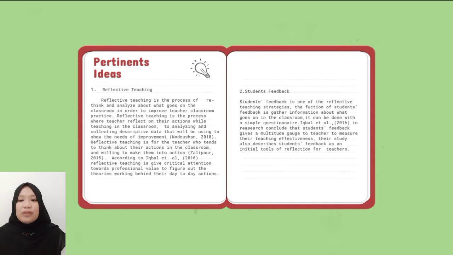The second is student feedback. Student feedback is one of the reflective teaching strategies. The function of student feedback is to gather information about what goes on in a classroom. It can be done with a simple questionnaire. Iqbal 2016 in his research concluded that student feedback gives a multitude of gauges to the teacher to measure their teaching effectiveness. The study also described feedback as an initial tool of reflection for teachers.